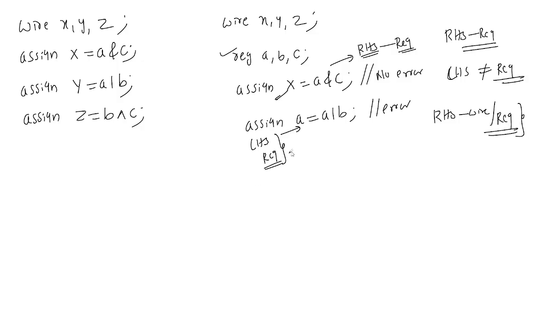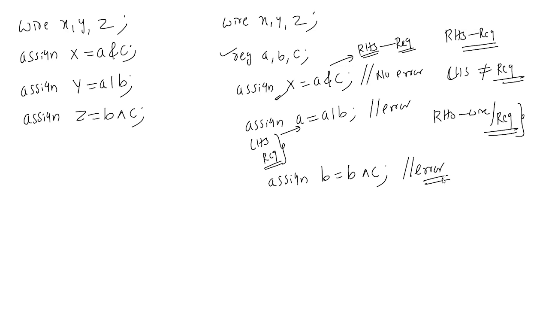But the LHS should be, suppose we take assign B equal to B XOR C. This is also an error, no? You will get an error. The LHS should be a wire data type, not a reg data type. Is it fine?